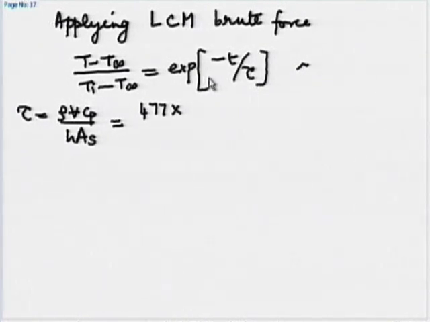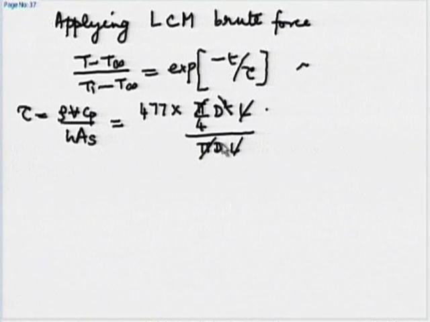This is not D by 6. This is a cylinder. So what will be the R for a cylinder? Not by 2, no? Pi D squared by 4 times L, divided by pi D L. So L gets cancelled out, pi gets cancelled out. So D by 4 it is, that is R by 2, that is right, into Cp is 477.